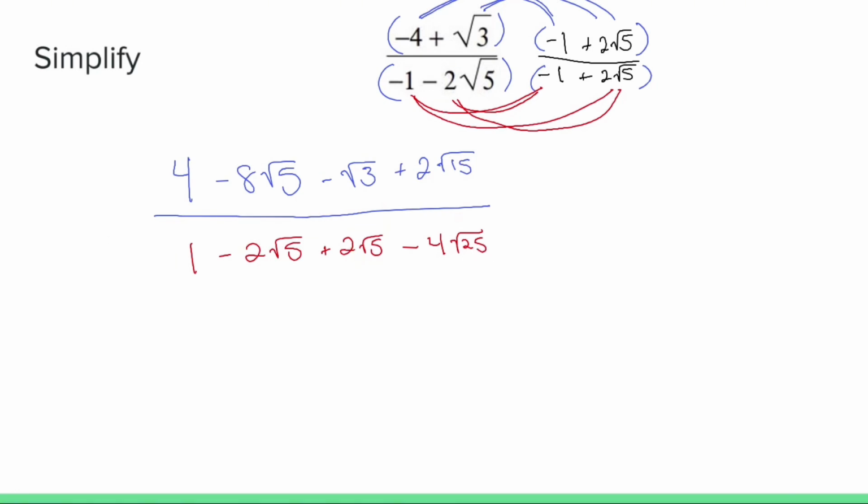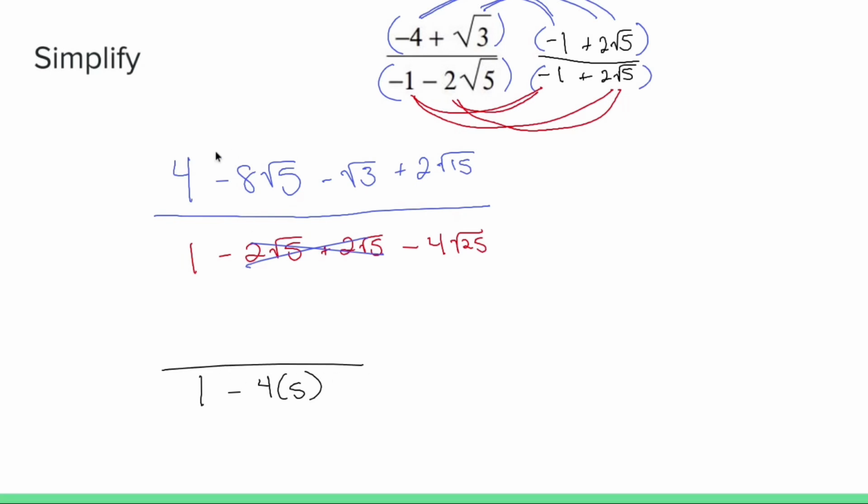Now, the reason why we multiplied by a conjugate is we created a difference of squares scenario. And always, the middles will cancel out. And so you're saying, okay, well, I see we just lost 2 of those square roots, but what about the last one? Well, the square root of 25 is just 5. So we get on the bottom 1 minus 4 times 5.